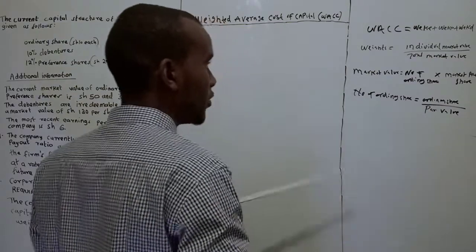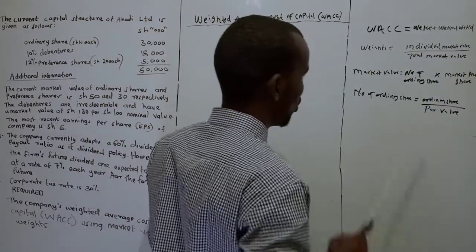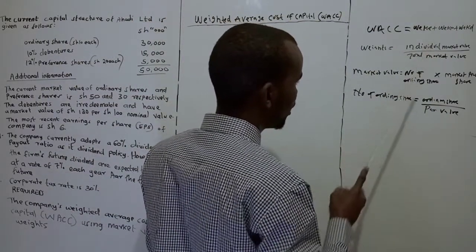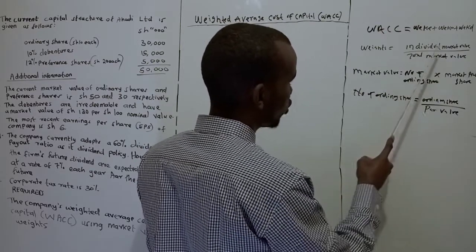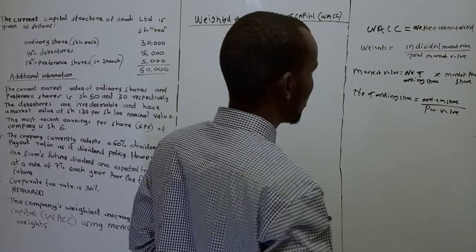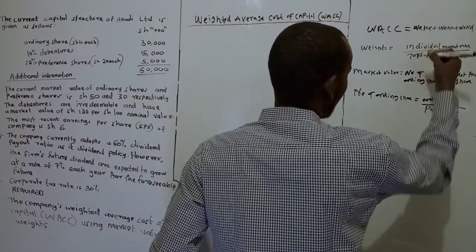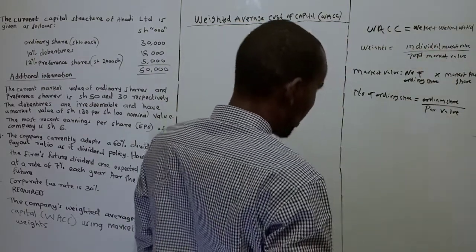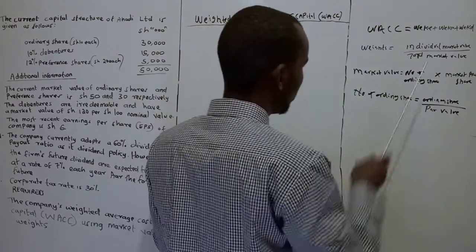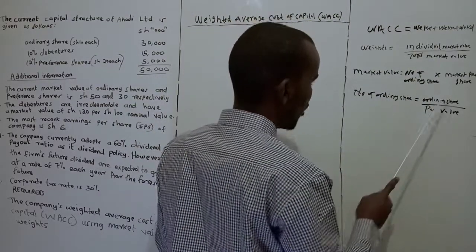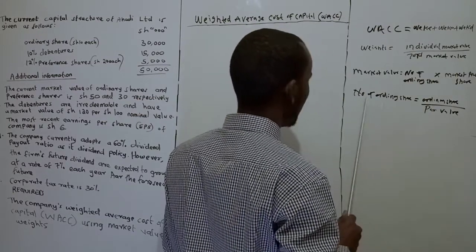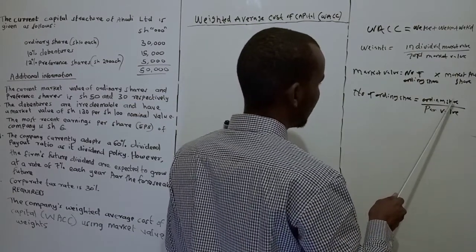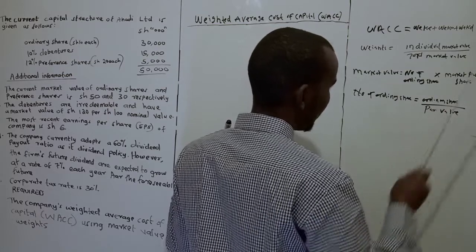That's all about the weighted average cost of capital. For you to get the weight, we take the individual market value, then we divide by the total market value. Then, for you to get the market value, you take the number of ordinary shares, then multiply by the market price per share. For us to get the number of ordinary shares, we take the ordinary share capital, then we divide by the par value.